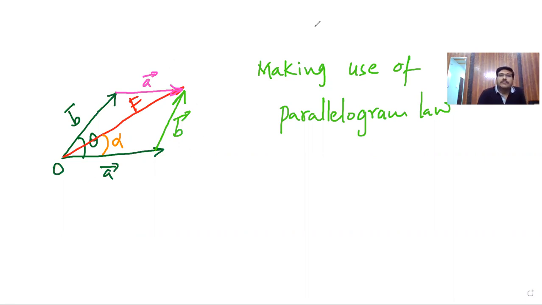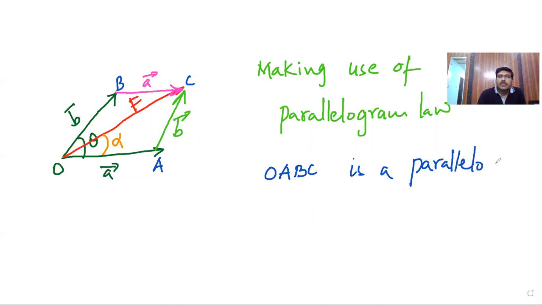Clear? I am giving the naming words. Let us say O, A, B, C. OABC is a parallelogram. Clear? Okay.